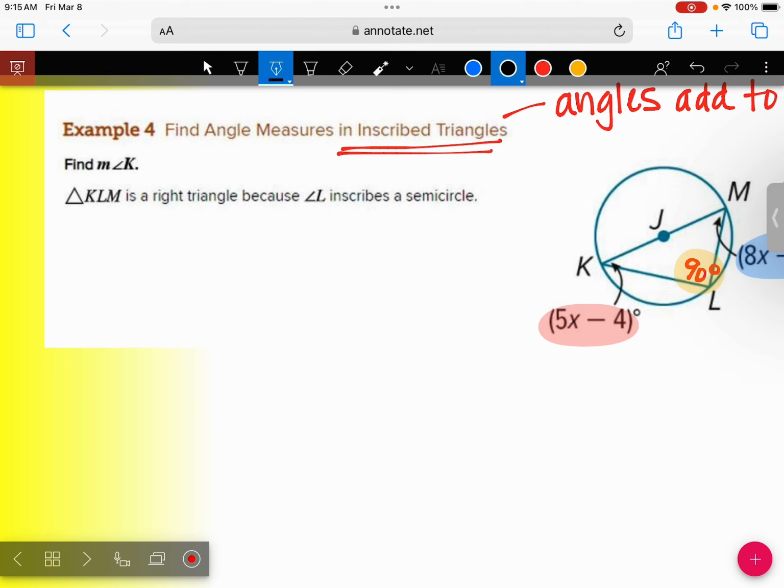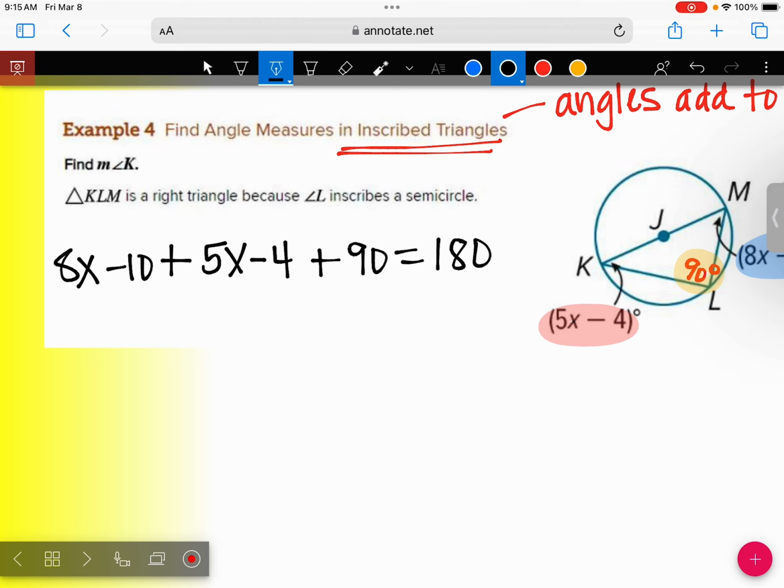All right, so let's go ahead and do that. I want you to write 8x minus 10 plus 5x minus 4 plus 90 equals 180. And we have to solve that equation for x. The first thing we want to do when we're solving an equation is collect our like terms. So we have 8x plus 5x. What is 8 plus 5? 13x.